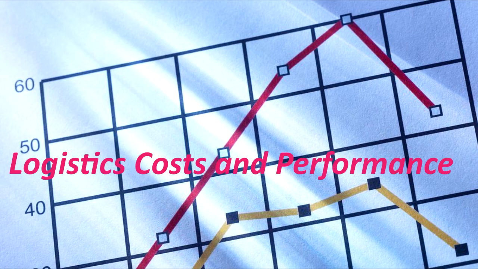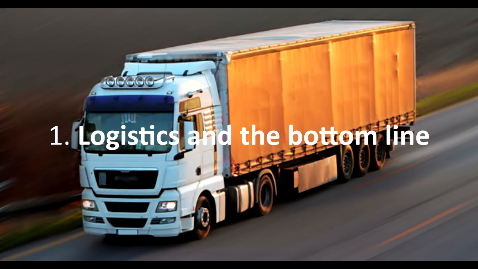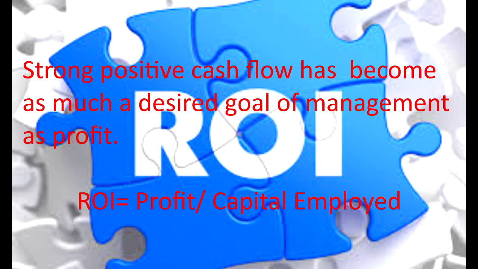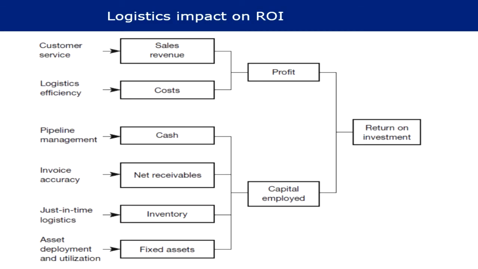Logistic cost and performance. First, logistic and the bottom line. A strong positive cash flow has become a desired goal of management as a profit. The formula for the ROI is profit divided by capital employed. This diagram shows the logistic impact on ROI. As we can see, profit is categorized as sales revenue and cost, while capital employed is categorized as cash, net receivable, inventory, and fixed asset.